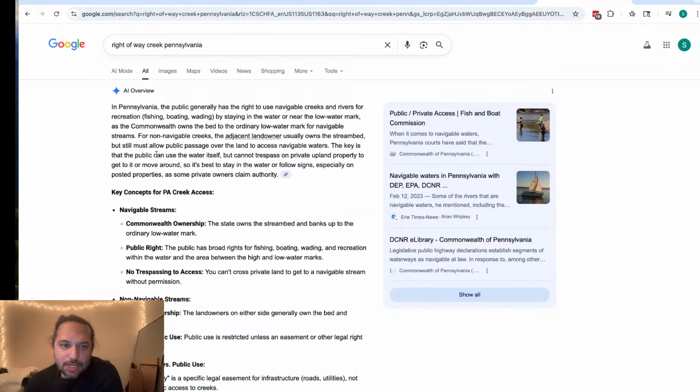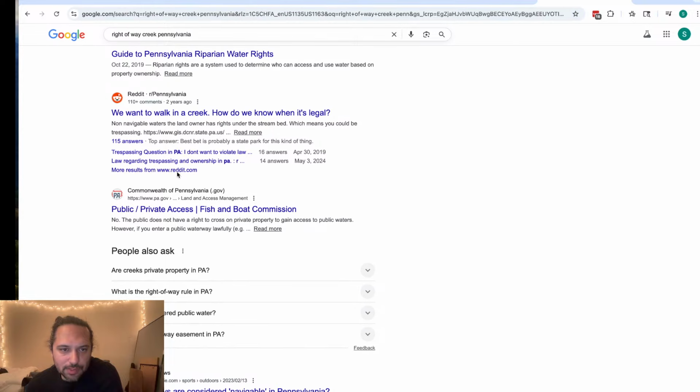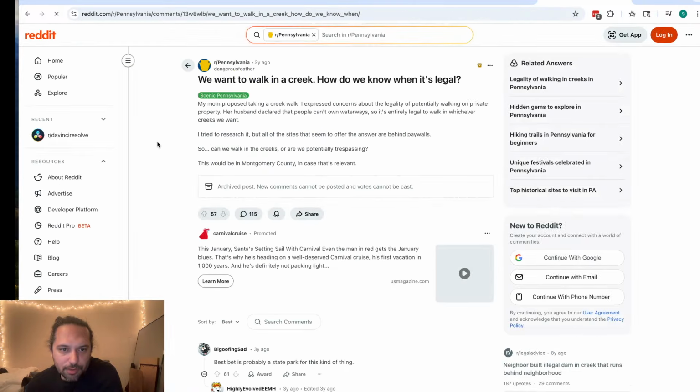The key is that the public can use the water itself but cannot trespass on private upland property to get to it or move around. So it's best to stay in the water or follow signs, especially on posted properties, as some private owners claim authority. So it's kind of hit or miss, right? That's just the AI summary. Let's look at what Reddit says.